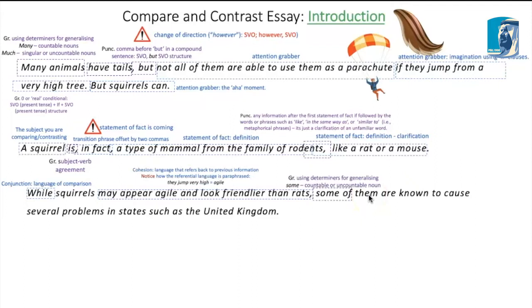And here again, generalizing, because we're still in the introduction, some of them. Okay, so this pronoun them refers back to squirrels. Rather than repeating the word squirrel, squirrel, squirrel, while you're still in that sentence, try to use pronouns. So some of them, okay, generalizing, we're not going to give a specific number at the moment, are known to cause several problems in states such as the United Kingdom. So some of them are, make sure that your subject agrees with the verb, and don't forget that it's often the case that students are not using the verb.